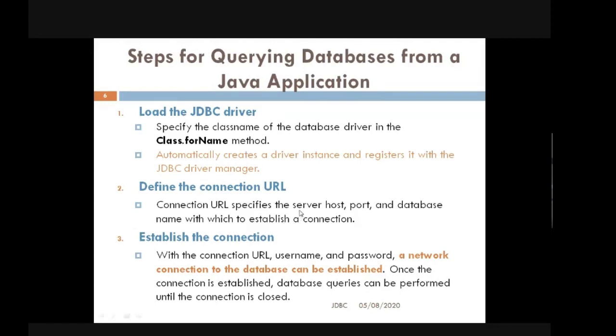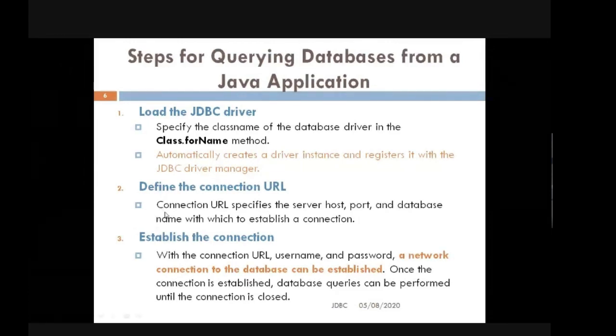The connection URL should contain these things: the database server, then the port through which the application is available, and then the actual name of the database. Three things you have to specify in the connection URL: the IP address of the database server, the port number through which the application is running, and then the name of the database. The database server may have a number of databases, so which is your database, you have to mention through the name of the database.